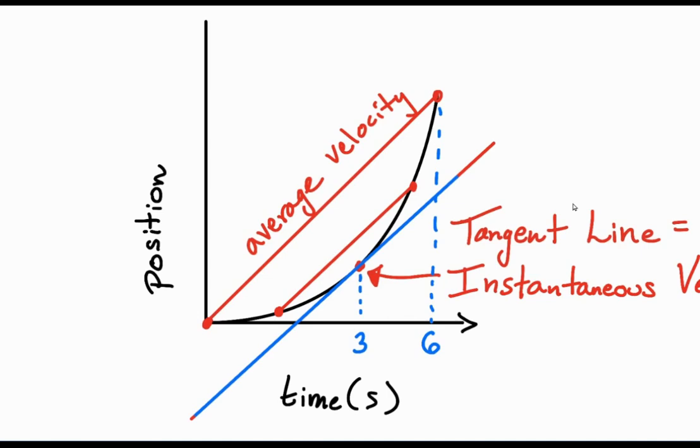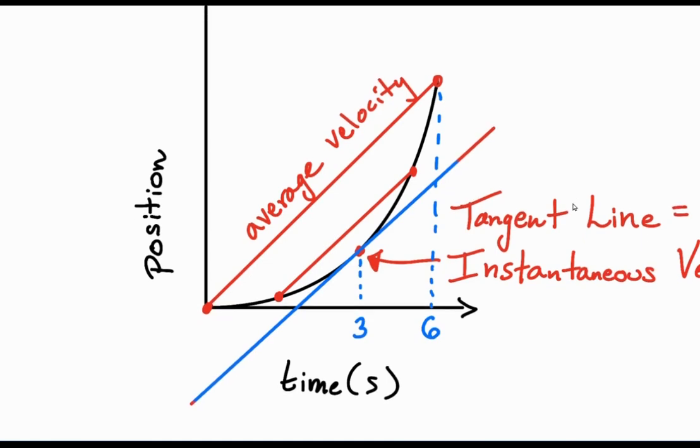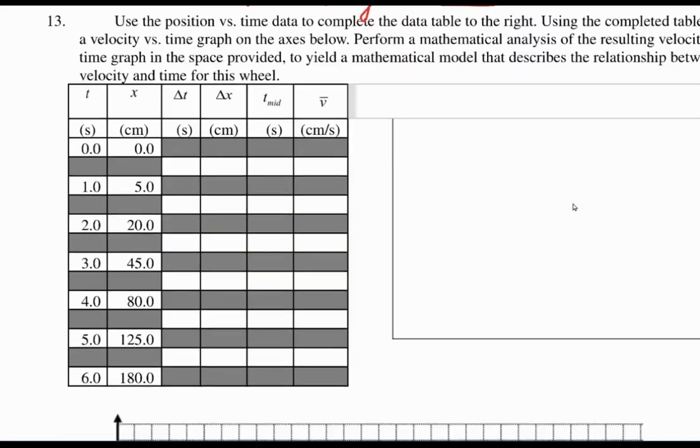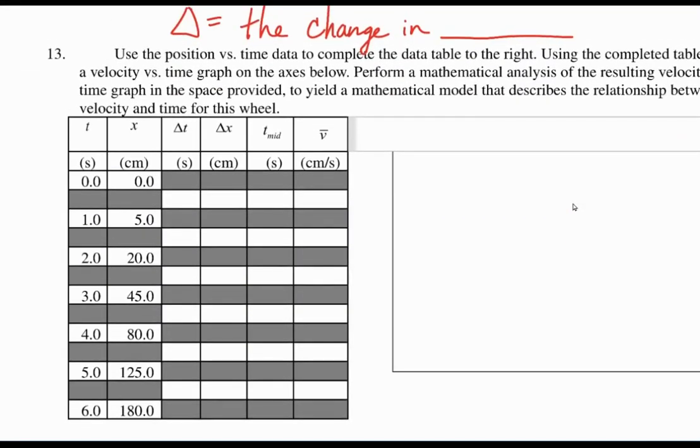So we are going to take this and we are going to take it one step farther, and we are going to apply it to number 13. All right, the triangle on here means the change in. So this is the change in time. This is the change in position. T mid is the middle time, and this is your average velocity. So I'm going to show you how to get each of these. And then for each of them, I'm going to give you guys a minute to go ahead and go through that row or column and fill the rest in. Does that make sense? Okay.